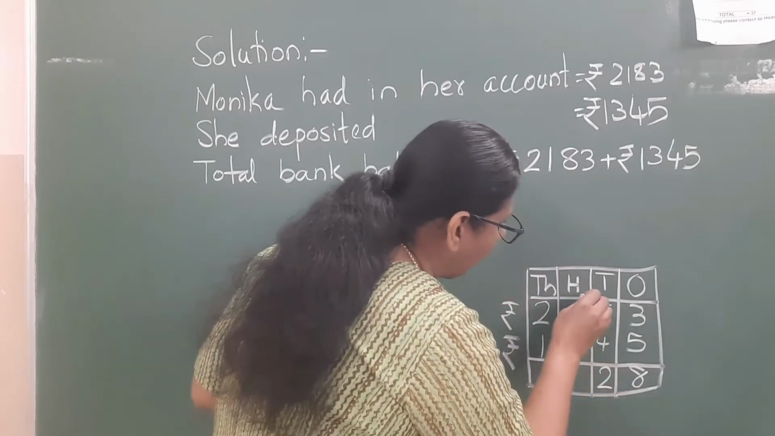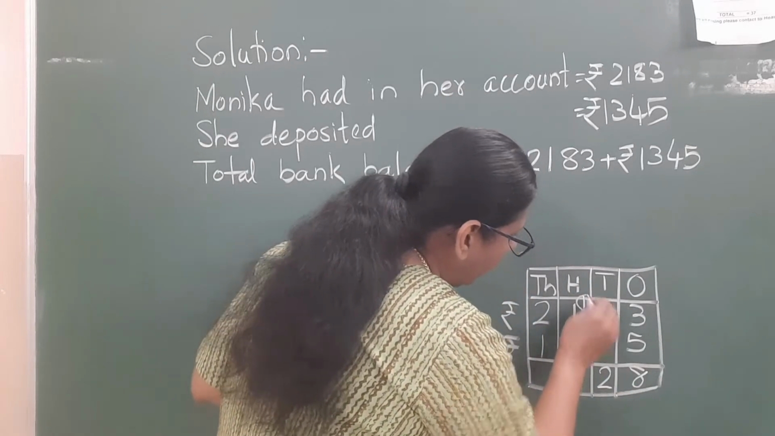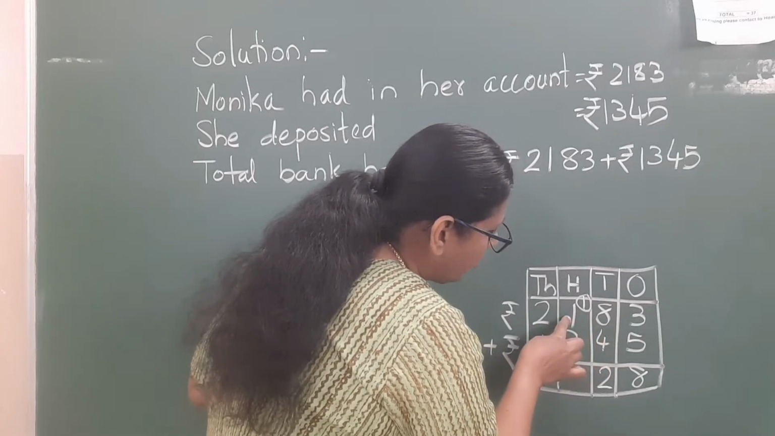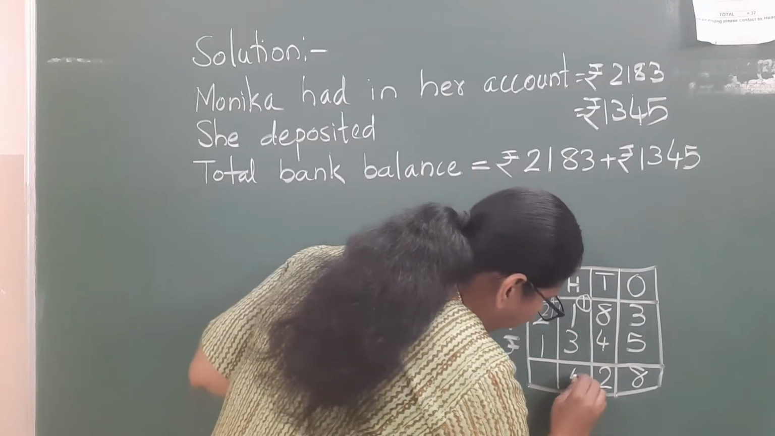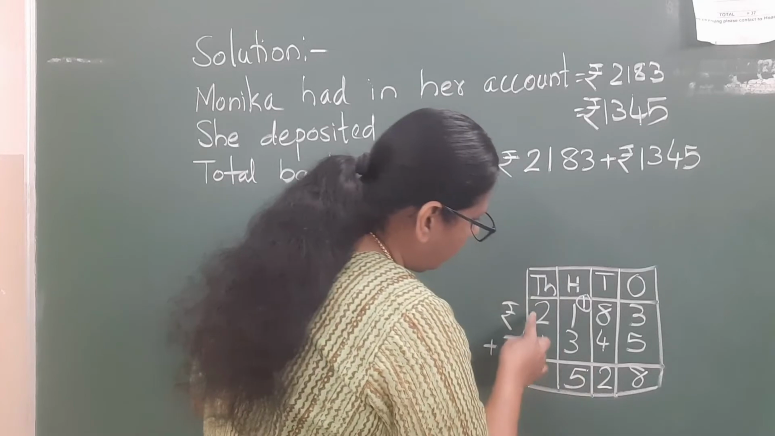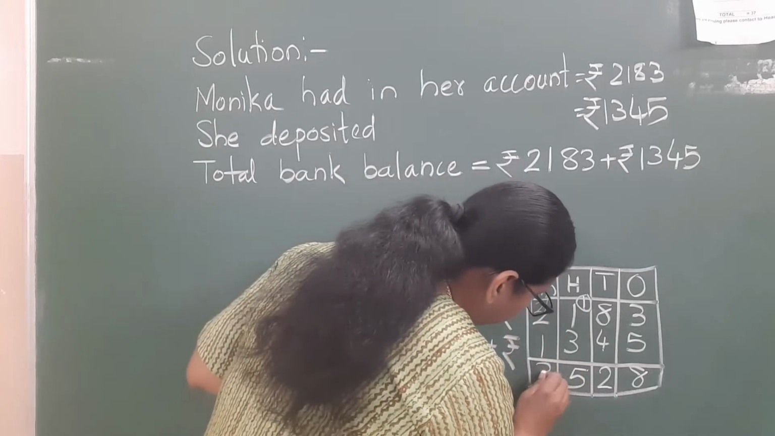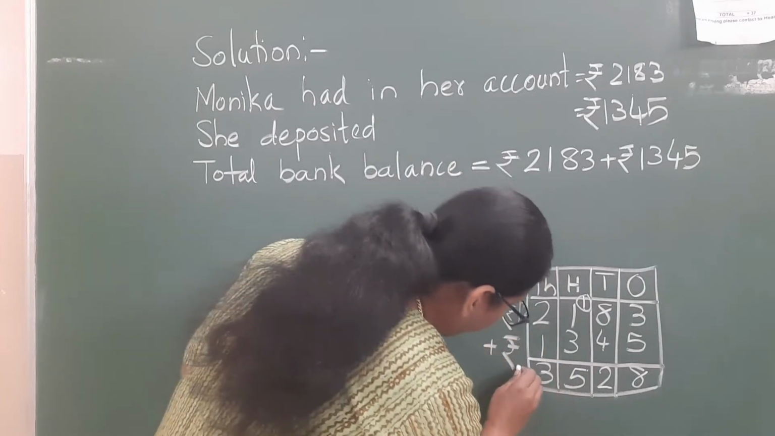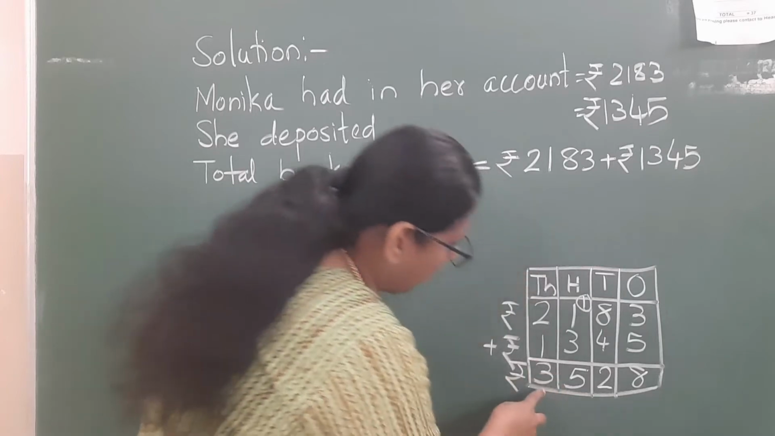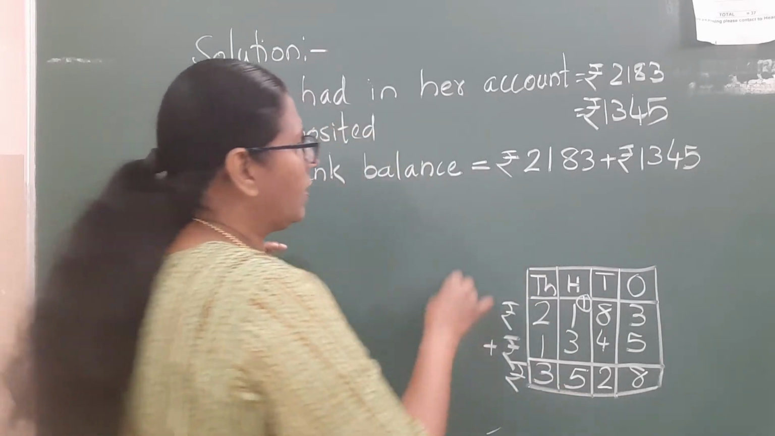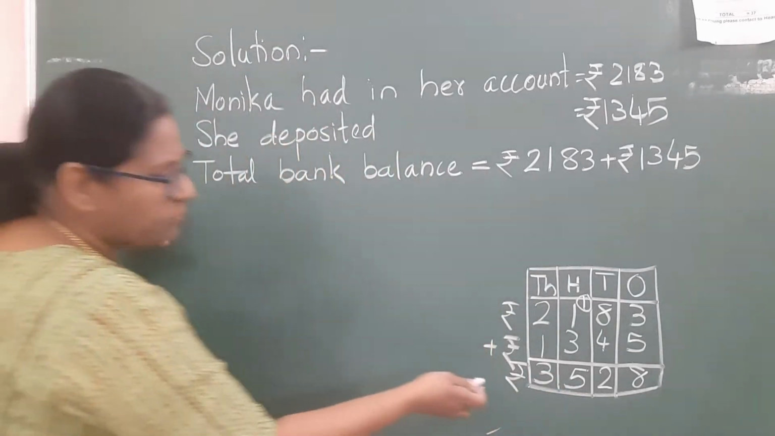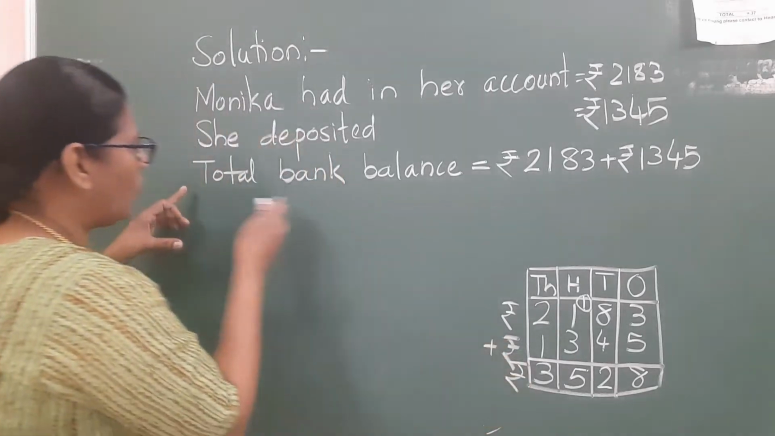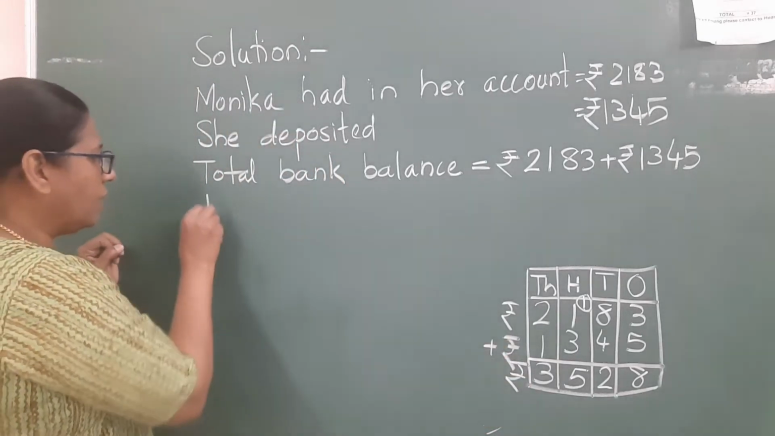8 plus 4 is equal to 12. 2 we write here and 1 we carry. Okay. 1 plus 1, 2. 2 plus 3, 5. 2 plus 1, 3. How much we got? 3528. Now after doing this addition, we'll come back here and we'll write.